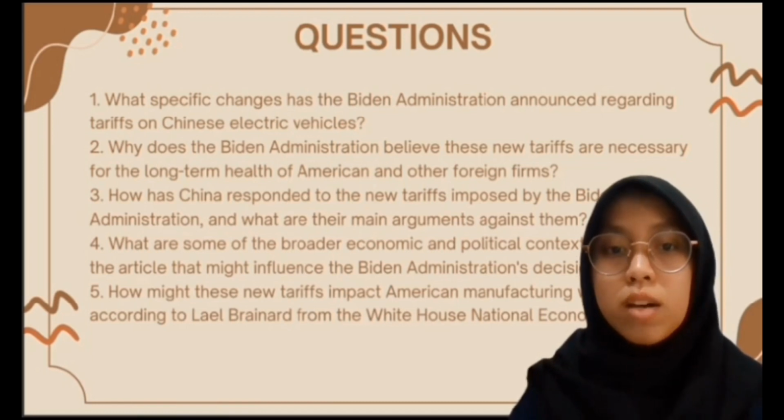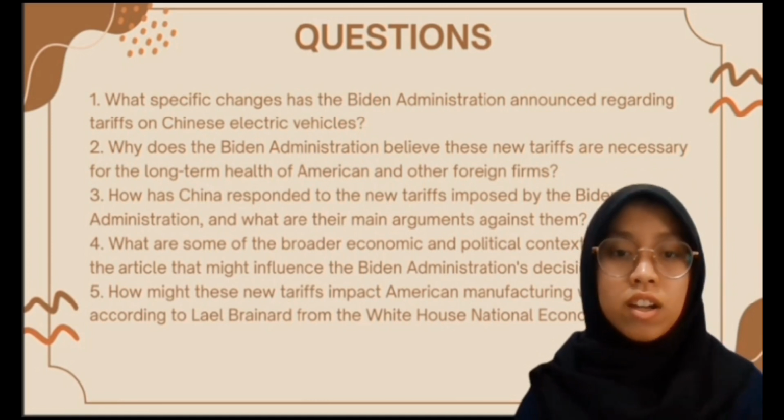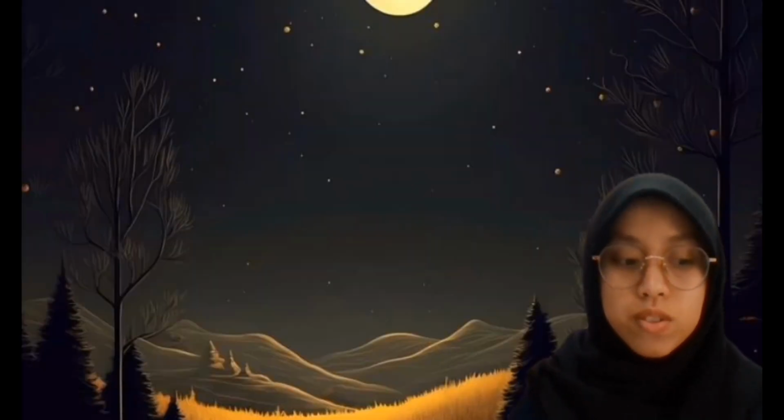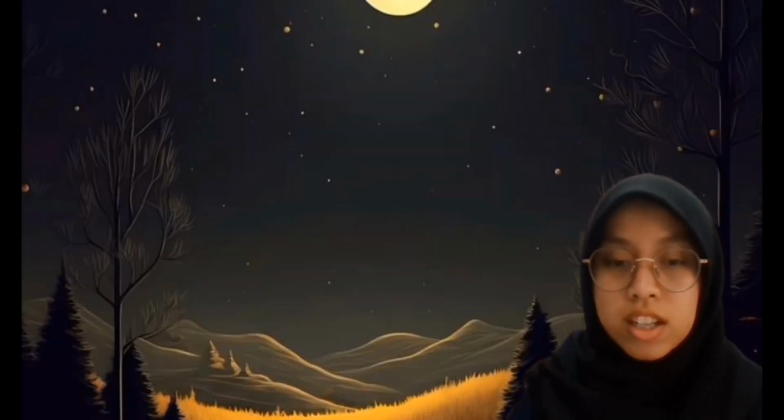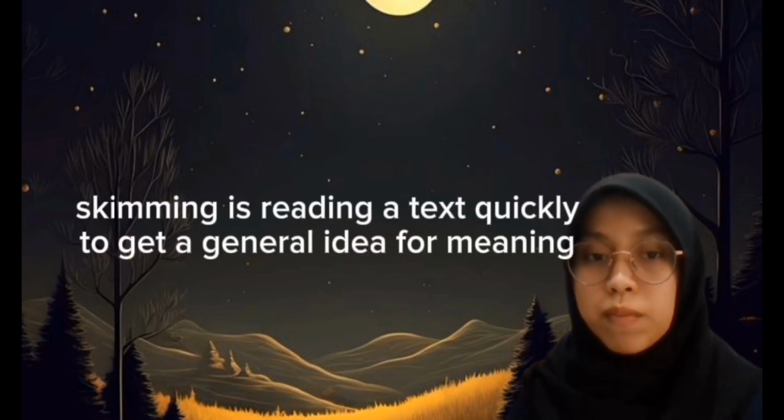Example about news item text. For the first example, I will explain. For example, we have 5 questions. Now let's answer these questions. Number 1. What specific change has the Biden administration announced regarding tariffs on Chinese electric vehicles? For this answer, we use the technique of skimming. Skimming is reading a text quickly to get a general idea of the meaning.